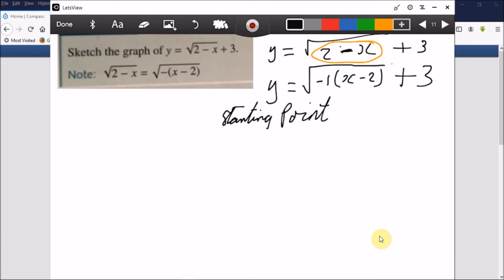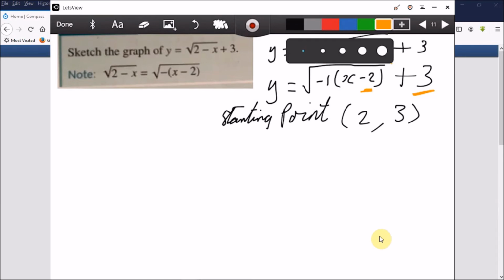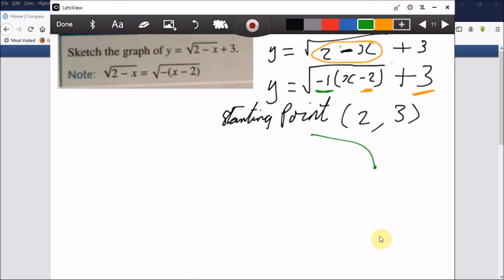Because our starting point has to do with these two numbers. The starting point, the h: x minus 2 is equal to 0 when x is 2, and the k, which is 3. So we've got our starting point. And this minus here, what that means is it goes this way.